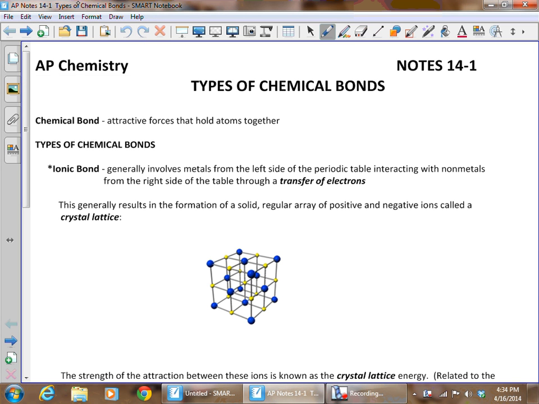Types of chemical bonds. A chemical bond is simply an attractive force that holds atoms together. There are three major types of chemical bonds that we're going to talk about. And some of this is review from Chem 1, but we're going to go a little bit deeper into it.